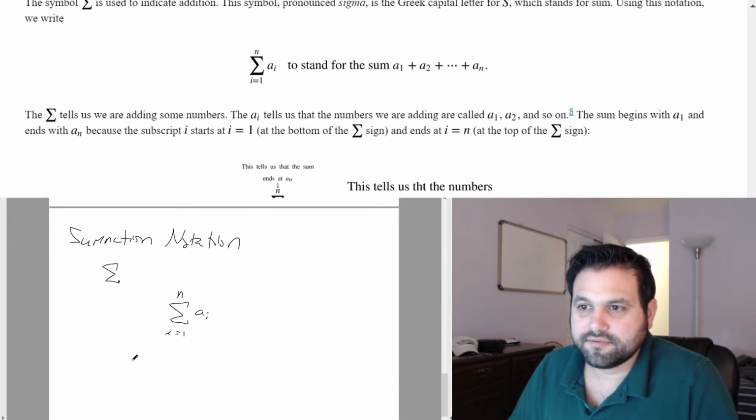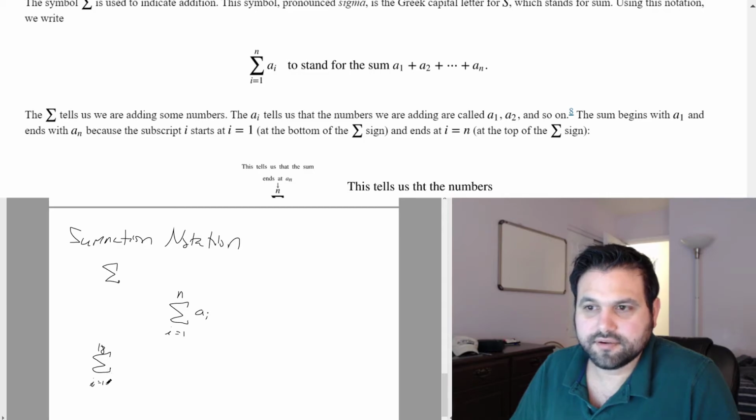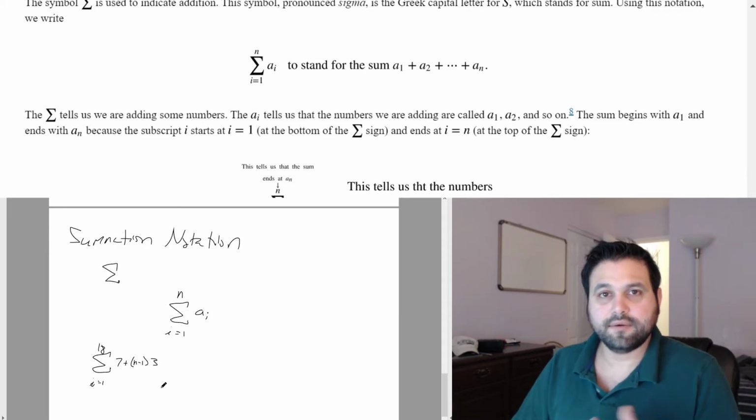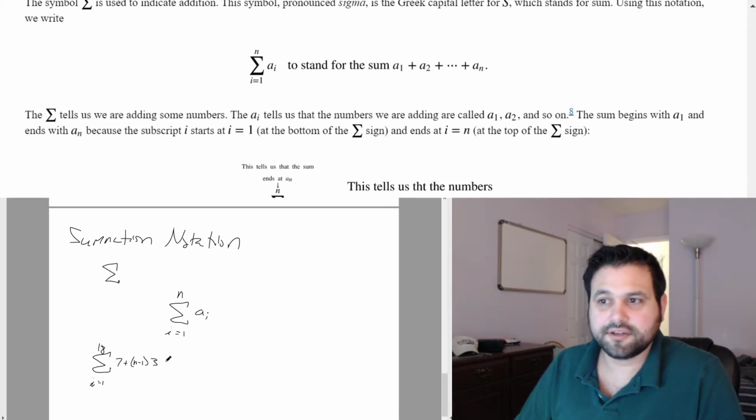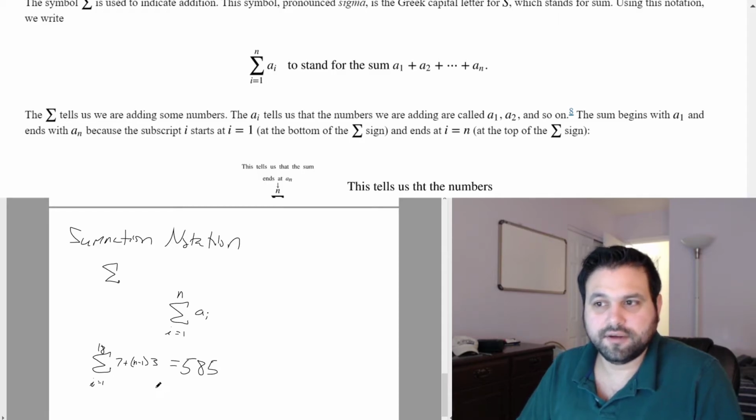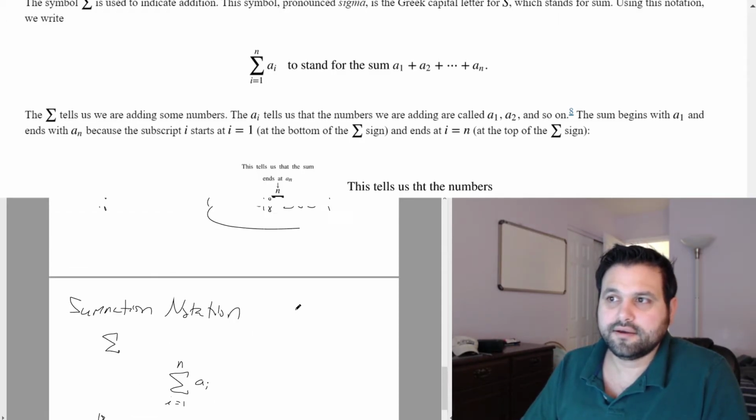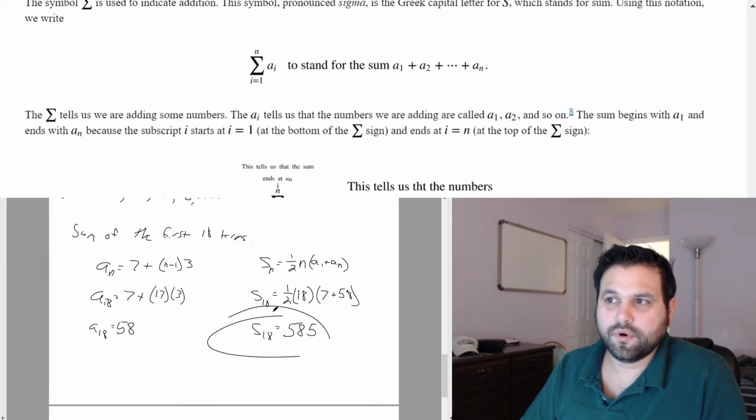So I could have written it as this, from 1 to 18 of the sequence 7 plus n minus 1 times 3. That was the sequence. And if I calculate that all out, I get 585. That gives me the whole sum. So that's another way of showing what we did up here.